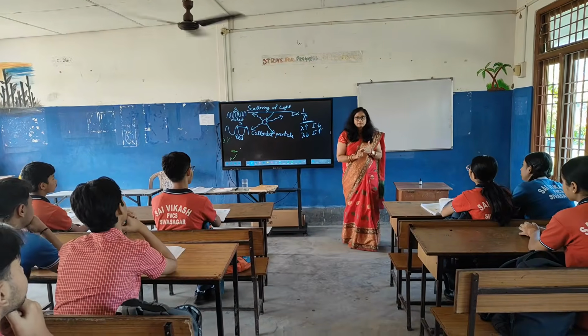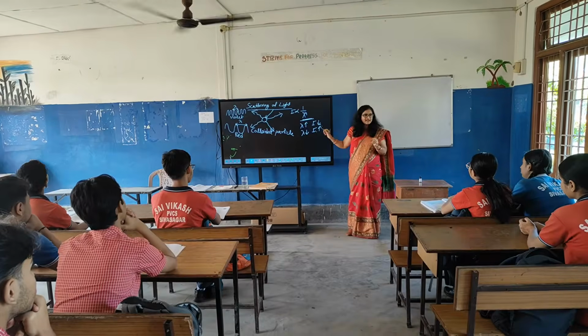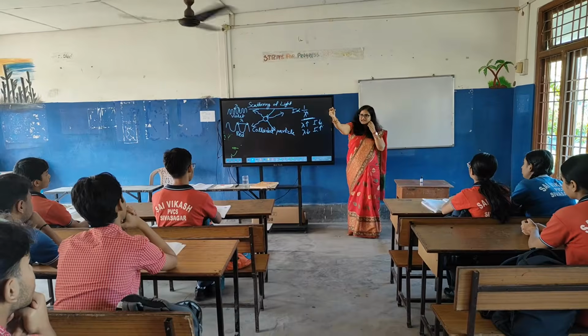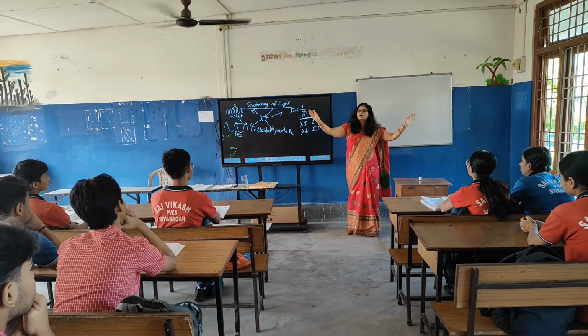Red color, because it scatters least. But the violet light is scattered maximum, so it is not coming to our eyes. When the light comes through the atmosphere, the violet, blue, all this light is already scattered.